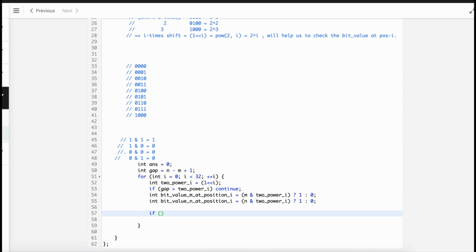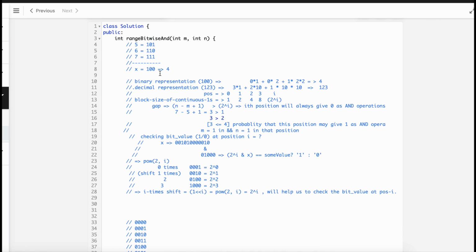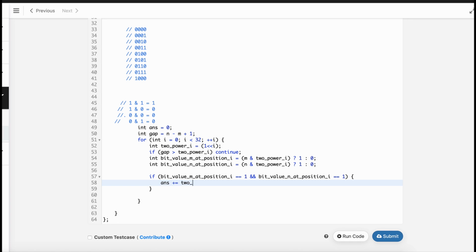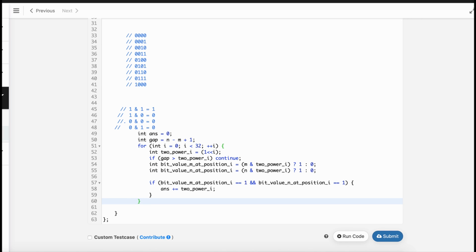Now if both of them are 1, then we calculate the answer by summing up the particular value, which is 2 to the power I. So 2 to the power I has 3 benefits over here. Now let's return answer.